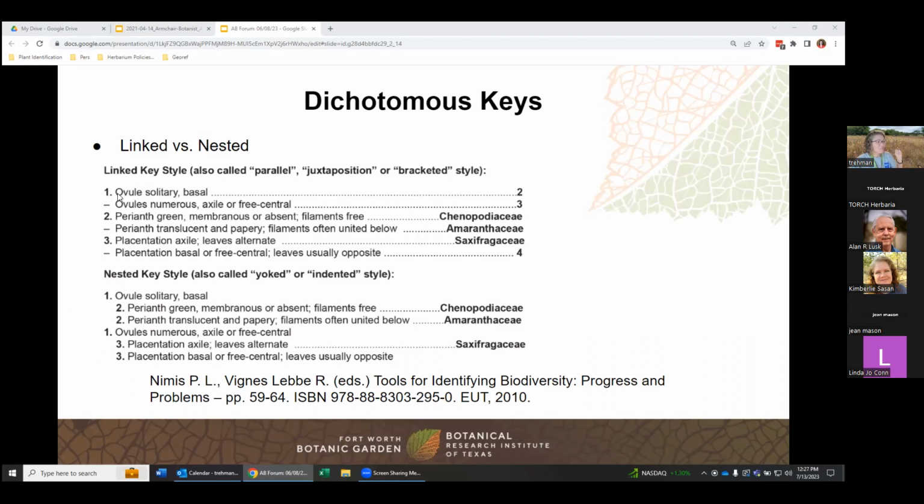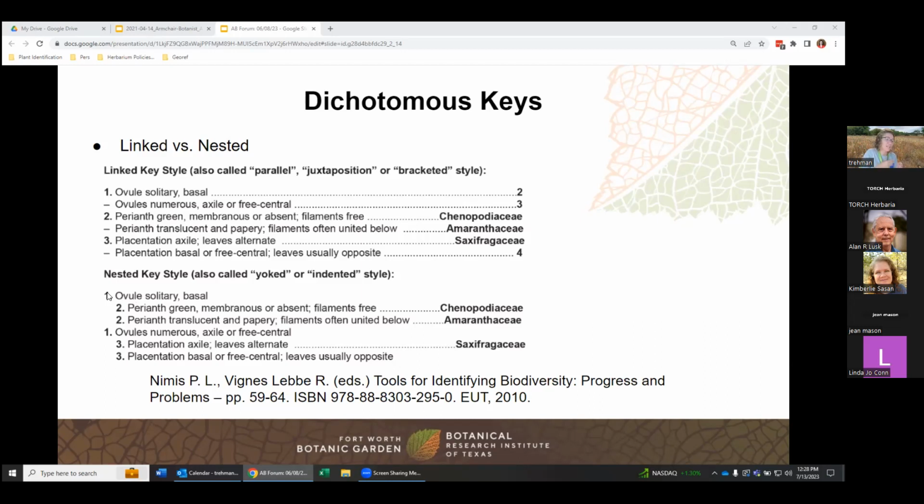And although it is really nice in this linked one up here to see the two couplets right next to each other, because sometimes those couplets can be really long and you're flipping between pages if you're dealing with a nested key. But the nice thing about your nested key is when you take a certain path, it groups your species into, or all the available species into one section of the book or one section of the page, which is convenient if you're like, I don't know what they mean by this character, but all of these species have it. Let me flip to the pictures of those characters and see what they're talking about.